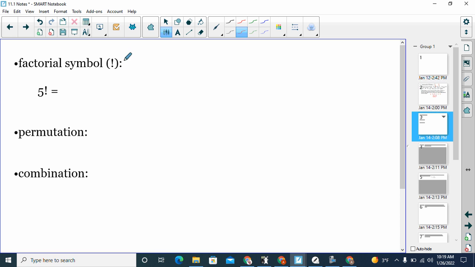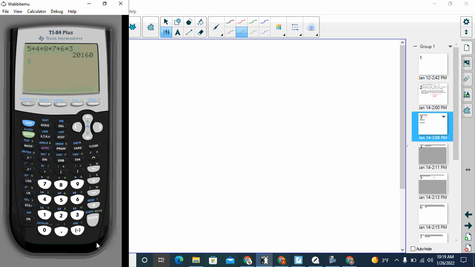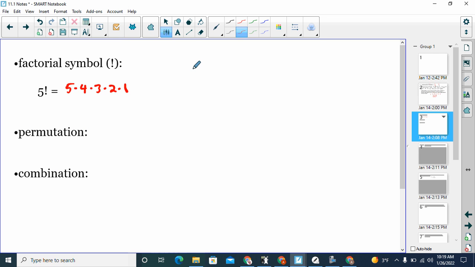The factorial symbol, exclamation point. This is read 5 factorial. This simply means we're going to start with 5 and multiply down until we get to 1. There is a factorial button on your calculator. We need 5 factorial. It's 5, and then it's under math. Scroll over to probability, and it's number 4. So there's 5 factorial, which is 120.